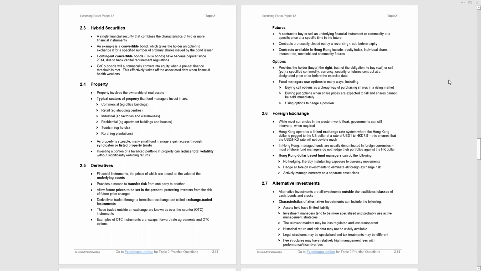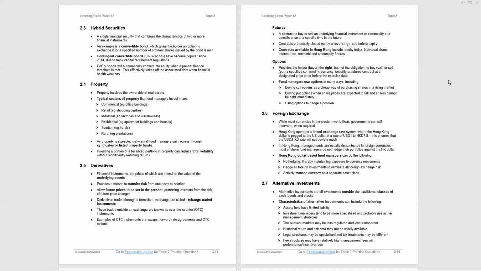Next, asset class, hybrid securities. Now, this is a security that combines characteristics of two or more financial instruments. A classic would be a convertible bond, where you've got an option to convert into shares, and it's also a fixed income security, a bond.